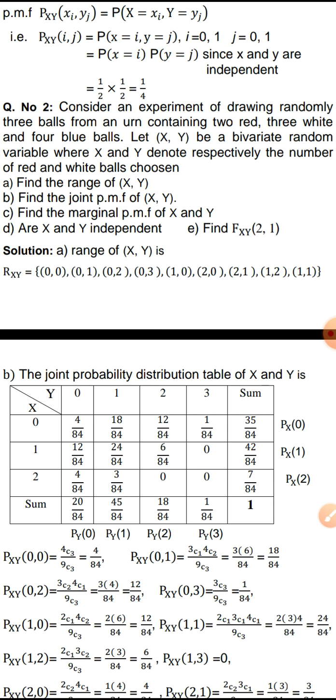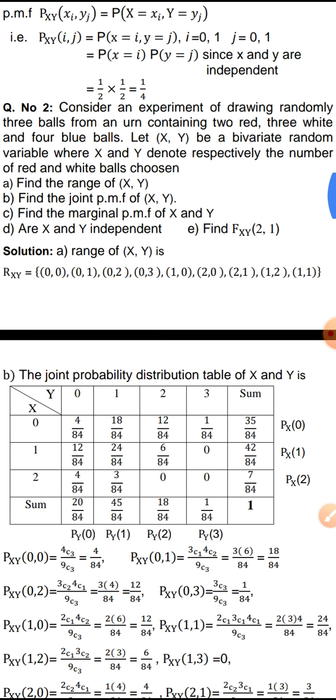With x equal to 2: if 2 red balls are chosen, the remaining 1 ball may be from the 4 blue balls, no white balls. So 2, 0. With the 2 red balls, 1 ball may come from the 3 white balls. So 2, 1. 2, 2 is not possible because we choose only 3 balls. We can't have 2 red balls and 2 white balls. 2, 2 not possible. Similarly 2, 3 not possible.